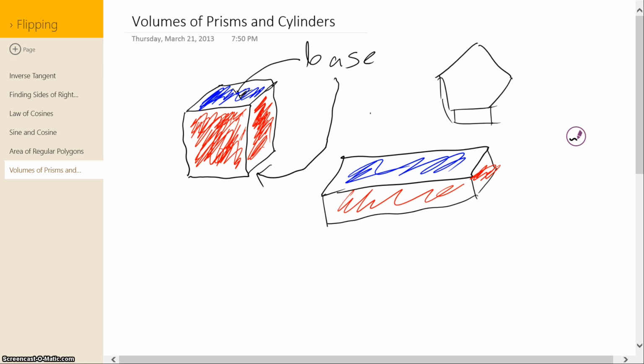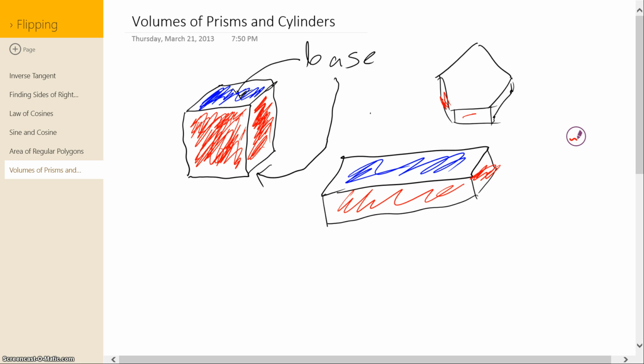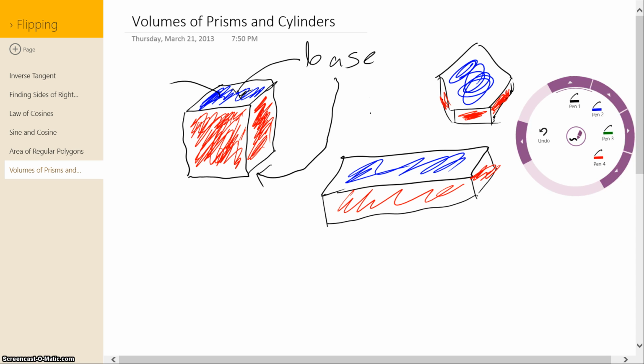Oh boy, this is probably not the best drawing right here. That's actually not terrible artistically, but still, you get the idea. I can't always show all the sides, right, unless I make this transparent. That's kind of tough to do. It'll make it look more confusing, I think. But our base, no matter what it is, whether it's a pentagon or a cube or a rectangular prism, our base will always have an area.